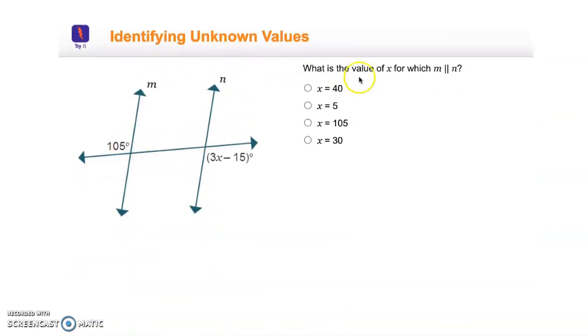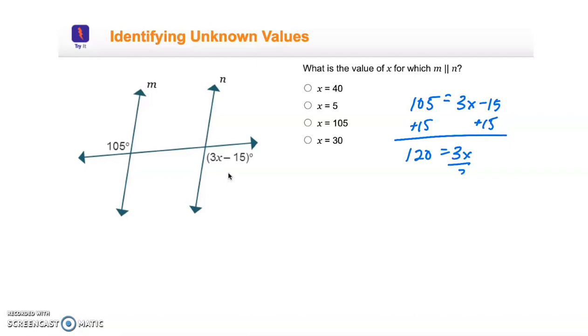So now let's apply this. What are some unknown values? If M is parallel to N, what is X? Well, what types of angles are these? They are alternate exterior angles, and we know alternate exterior angles are equal to each other. So we're just going to solve this for X. We get 120 equals 3X. Divide by 3, so we get 40 equals X, or X equals 40, because it's asking for the value of X.